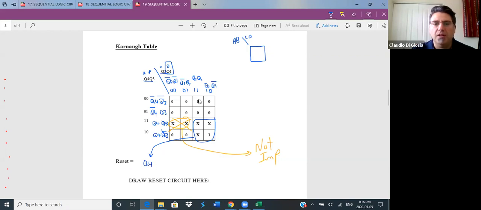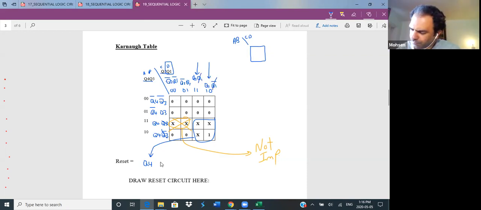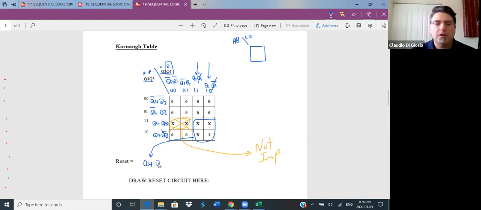Between this column and this column here, what cancels? Q1. Q1 and left with times Q2. That is my reset equation. I'm going to use this reset equation to reset at 10 so that I'm only going to have numbers going from 0 to 9, and then when it gets to 10, it's actually going to reset.